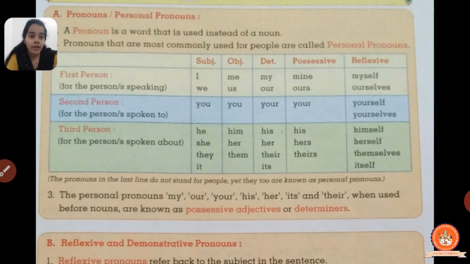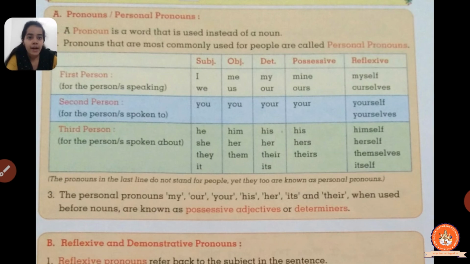Okay, so now we will understand this table about the first person, second person, and third person. Whenever we are talking about the first person, the person who is speaking, for subject it will be I, for object it will be me, for determiner it will be my. For possessive, if it's possessing to the person who is speaking, we will use mine. And for reflexive pronouns we will use myself. In the same way, if it's plural, more than one, then for subject we will use we, for object us, for determiner our, for possessive ours, and for reflexive pronouns ourselves.